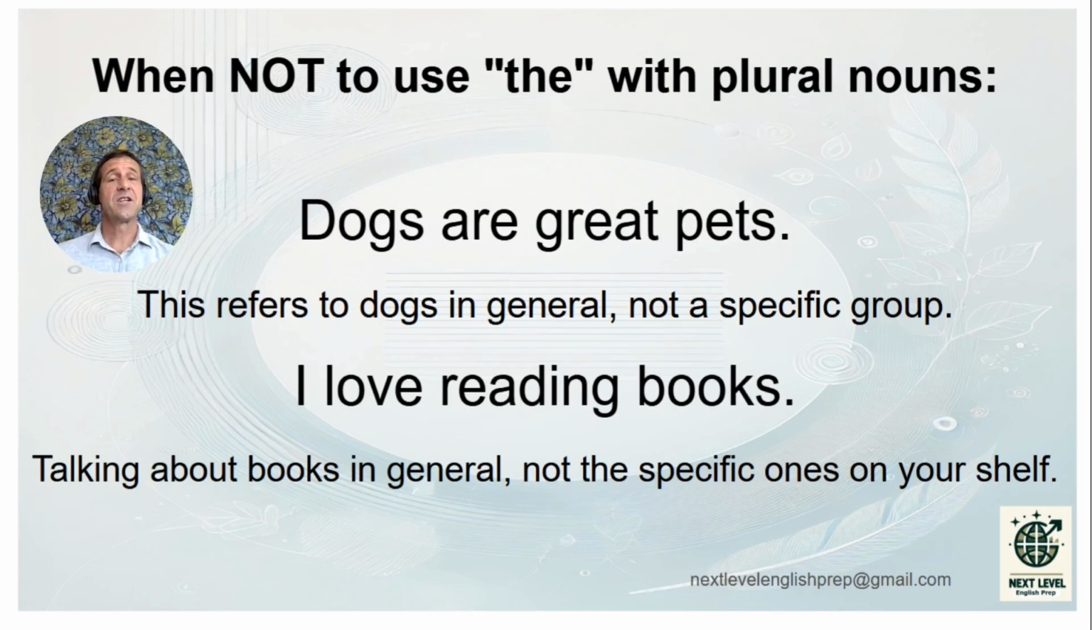But if you're speaking in general about plural things, don't use the. When we say dogs are great pets, we're talking about all dogs in general, so we don't need the article the. Same here. I love reading books. We're talking about books in general, not specific ones, so we don't use the article.